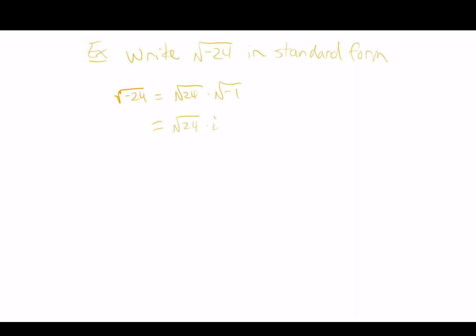And then we're supposed to simplify the square root of 24. Well, the square root of 24 is the square root of 4 times 6 times i, which is the square root of 4 times the square root of 6 times i. Well, the square root of 4 is just 2, so we have 2 times the square root of 6 times i, and that is the simplest form that we get. That is the solution and is the square root of negative 24 in standard form.